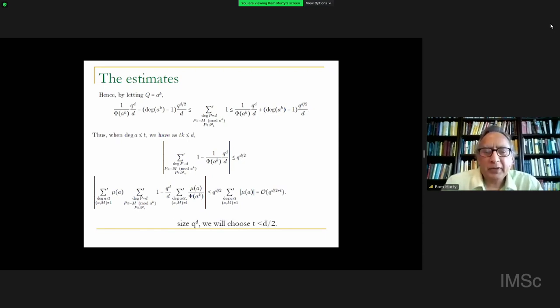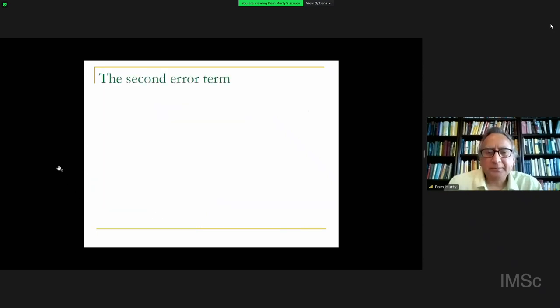And notice that the main term is of size Q to the D. So Q to the D. You plug that in; this is the main term from each of the inner parts. You shove it in, and when you do that, you end up getting the following.